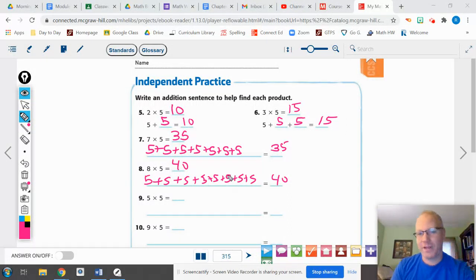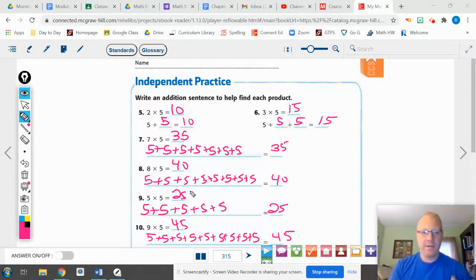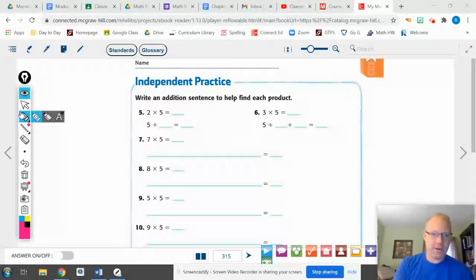Those are supposed to be 5s. You get the point. 25, 5 times 5, so 5 5s. 5 plus 5 plus 5 plus 5 plus 5. And that is 25. 9 times 5, they are killing us. 45. 5 plus 5 plus 5 plus 5 plus 5 plus 5 plus 5 plus 5 plus 5. 45. 1, 2, 3, 4, 5, 6, 7, 8, 9. Yeah, we got it. Check your work. Hopefully you did well with that.